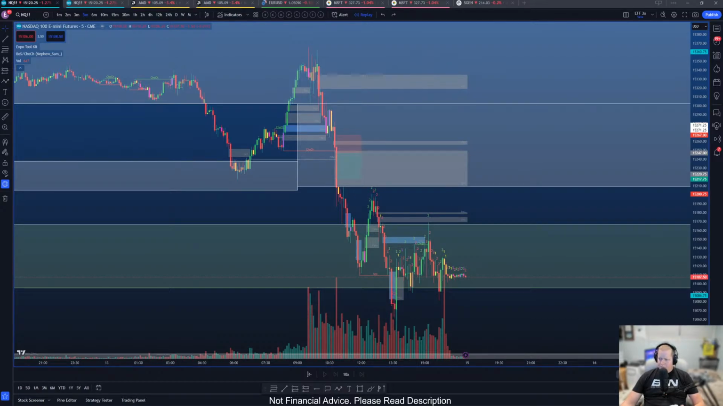Blonde with brain, do you prefer Top Step to Apex? I like Top Step. I like Apex too. Both have their own place in this world.